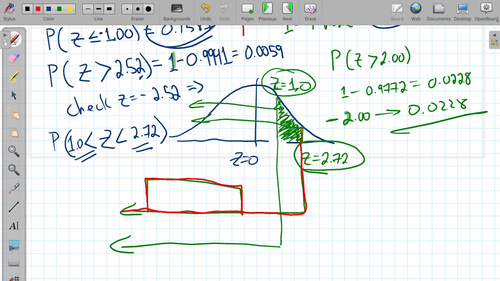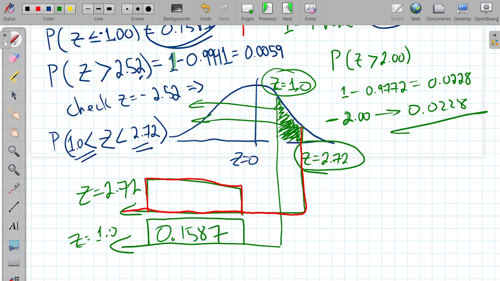And then for the lower value, we'll leave it as green. And we'll subtract. So remember, this is for z is equal to 2.72. This is for z is equal to 1.0. Now we've already figured out the 1.0. I already did that one earlier. We know that this is 0.1587. But for 2.72, we need to look that up.